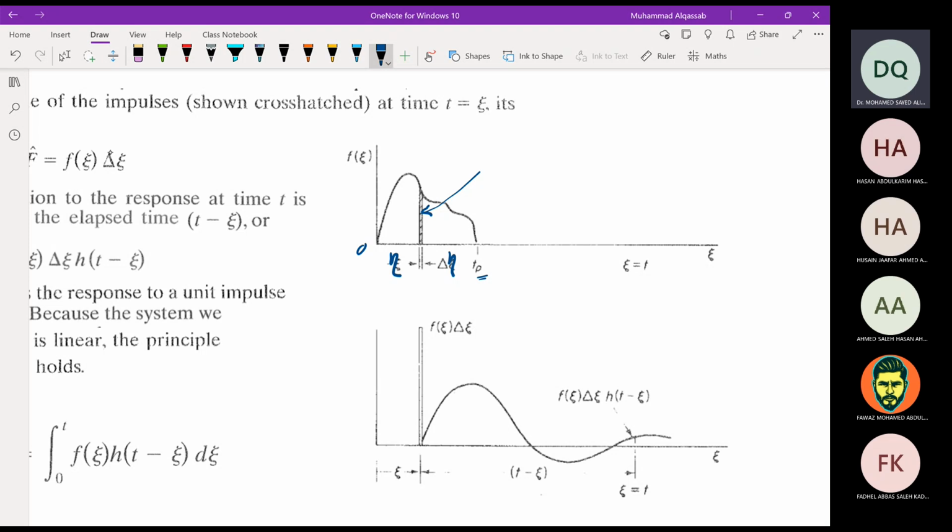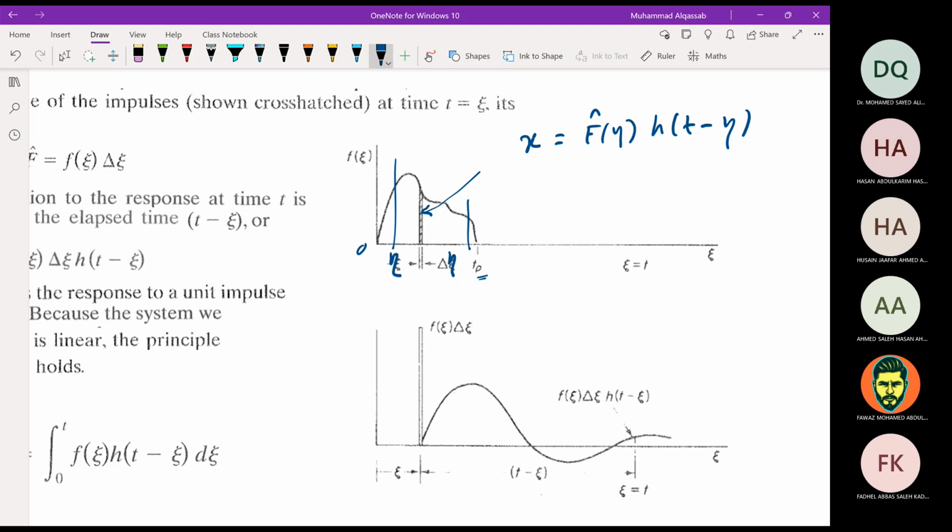So the response due to this impulse is going to be f hat at the value of eta, of course, because this f hat varies and depends on the value of eta. So it is somewhere here, it is different than if it is here. So it should be f hat of eta, the impulse at time t equal to eta, multiplied by h of t minus eta. That will give you the response due to this impulse.